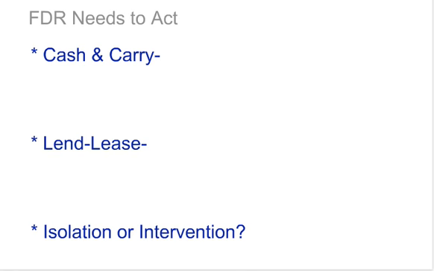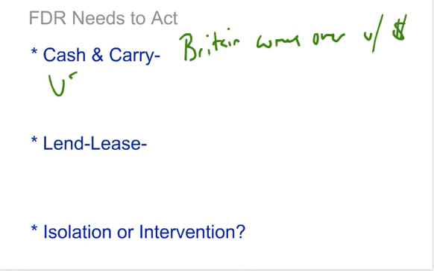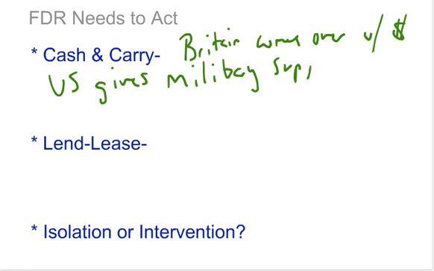So FDR realizes that he needs to act, so he puts into play two important acts to try to help out the British. The first one is cash and carry, and it's basically the idea that Britain comes over with cash, and the U.S. gives them military supplies, and then Britain carries the supplies home.